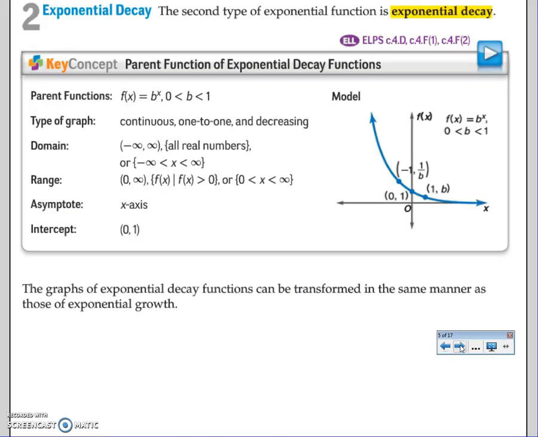Alright, decay is the second type of exponential equation, where b is less than 1. It's between 0 and 1. You can have a negative in there. Alright, but same idea. You look at a, b, h, and k.